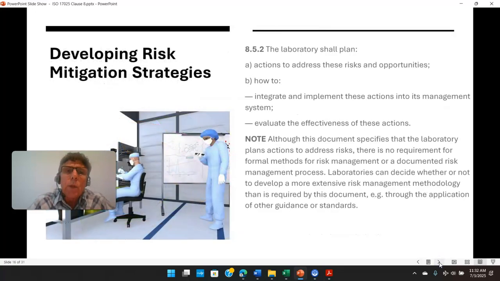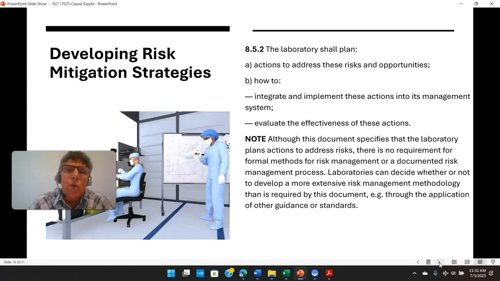As we move on, section 8.5.2, the laboratory shall plan actions to address risk and opportunities and how to integrate and implement these actions into its management system and to evaluate the effectiveness of these actions.